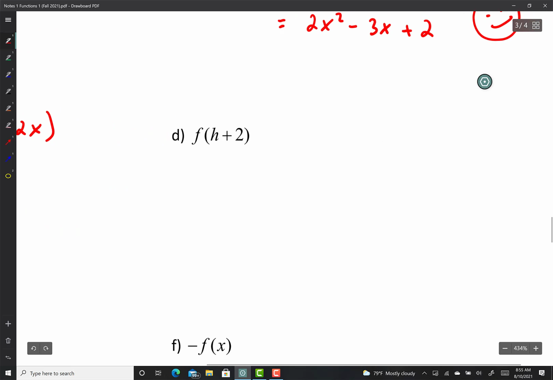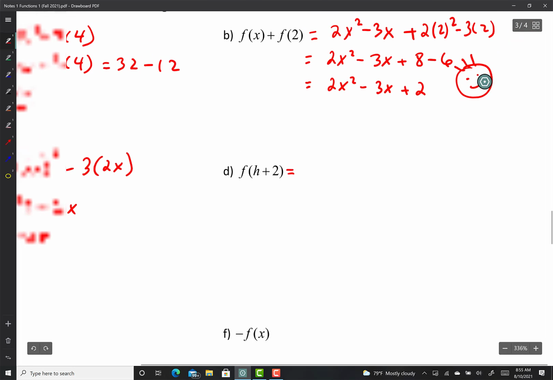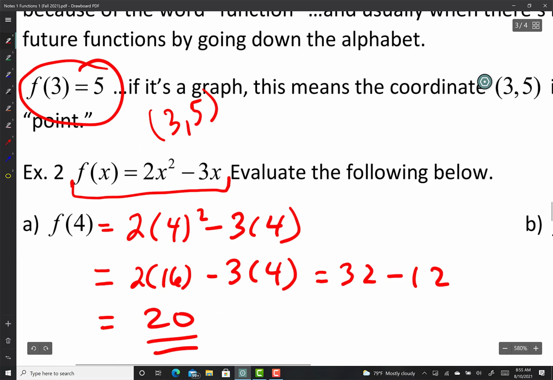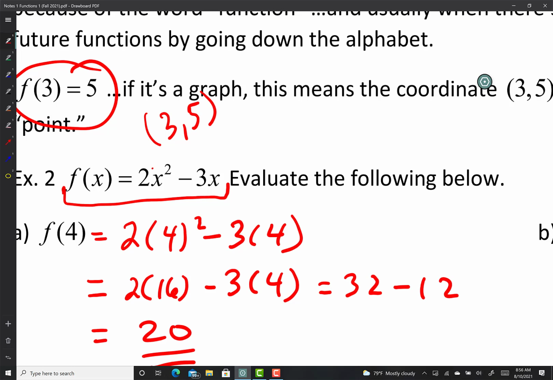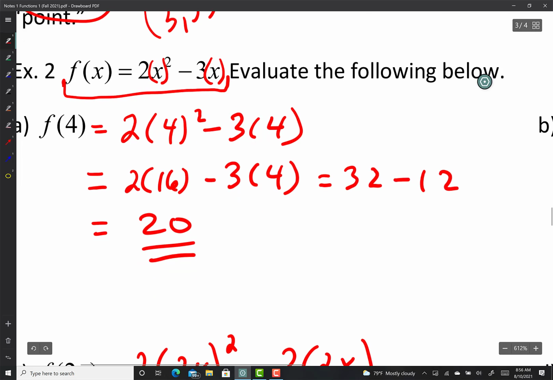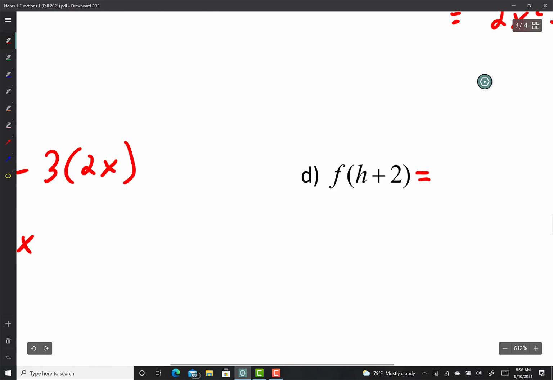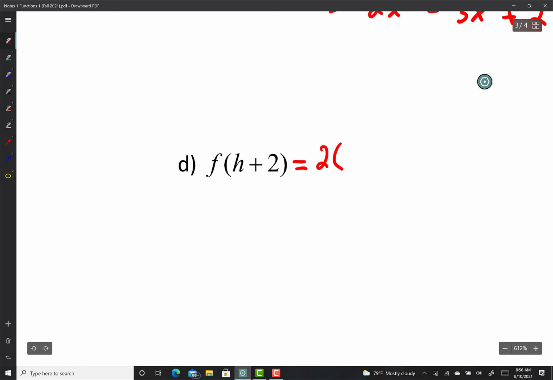So this one says f of h plus 2, guys. So remember that I have a function with respect to x. So wherever you see an x, you're going to type in h plus 2. That's all. So 2x squared minus 3x. Let me write. So I'm going to write 2 parenthesis h plus 2 squared minus 3 parenthesis h plus 2.